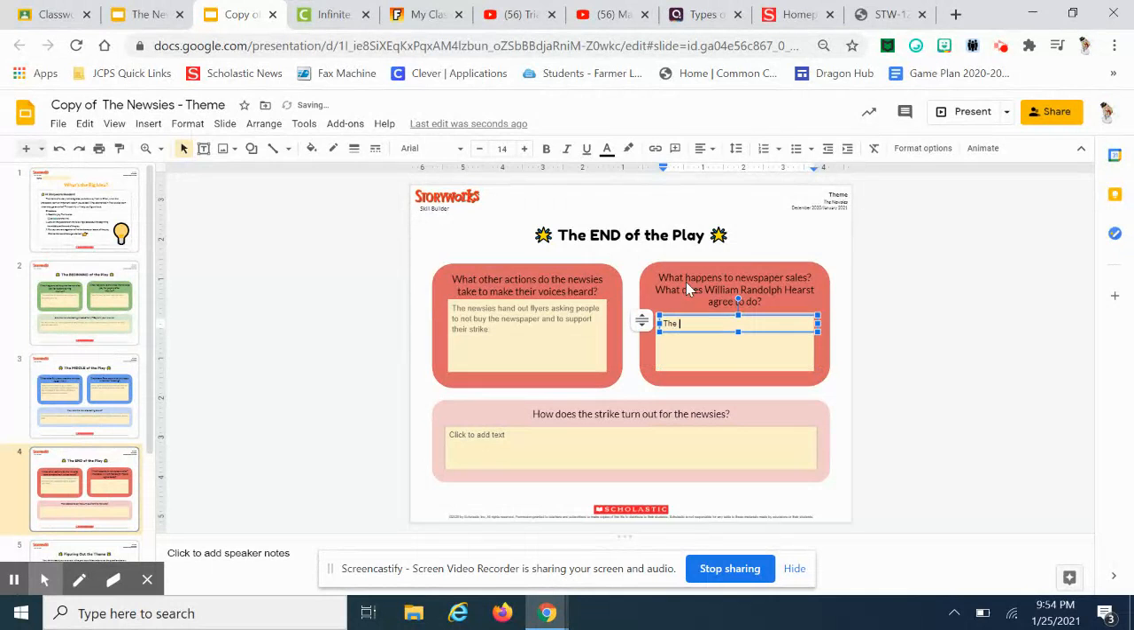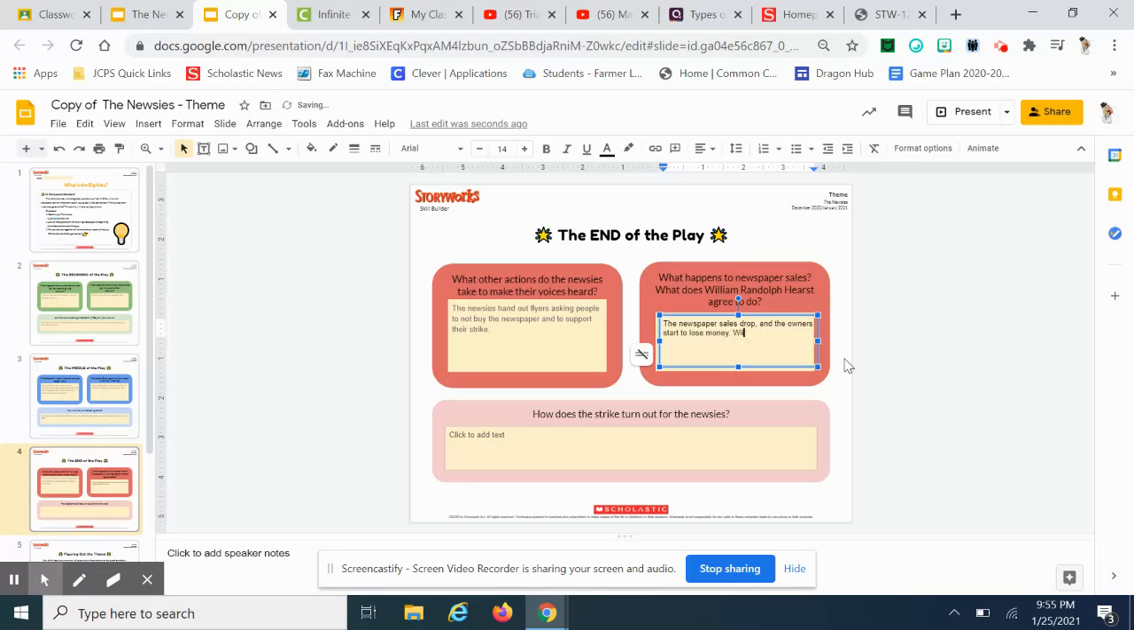We're going to say, I don't know why it's doing that. Let's see. Do not autofill. All right. The newspaper sales drop. That means people stopped buying them. And the owners start to lose money. Right, so that's exactly what the strike was intended to do. They wanted to put some pressure on the owners so they would listen.